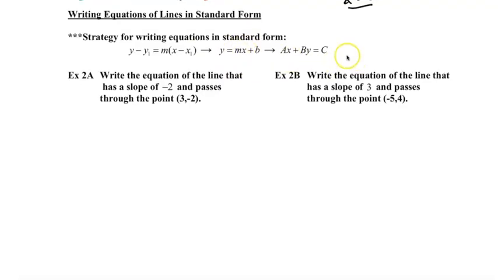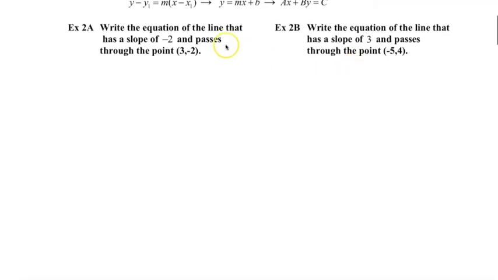That's kind of the process, and that sounds worse than it is. We'll do a couple examples. It's not that bad. So let's do the first one. Write the equation of a line that has a slope of -2 and passes through the point (3, -2).